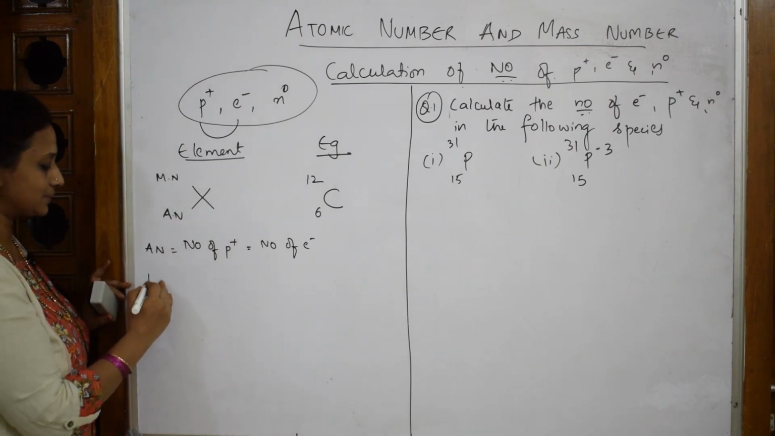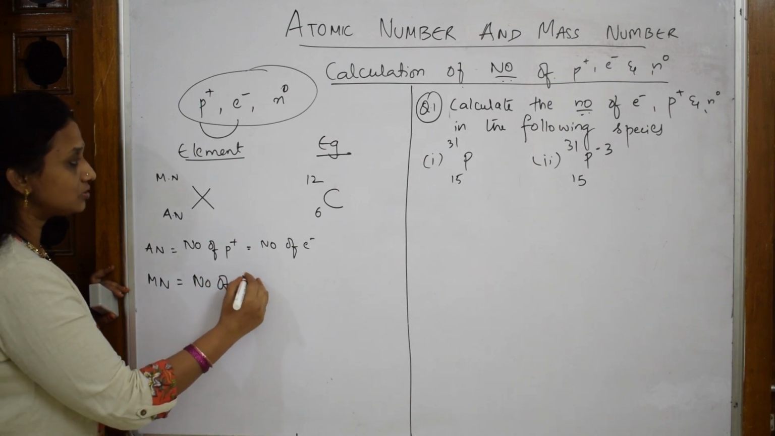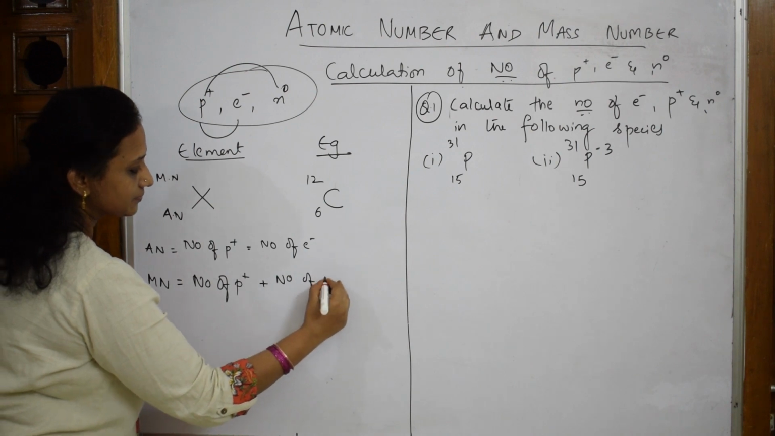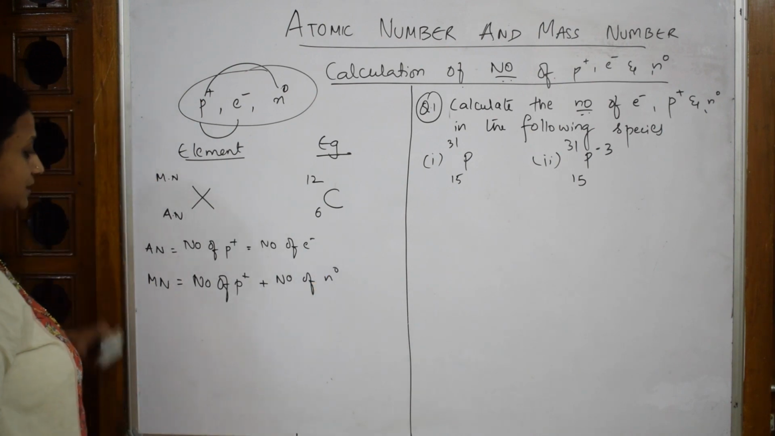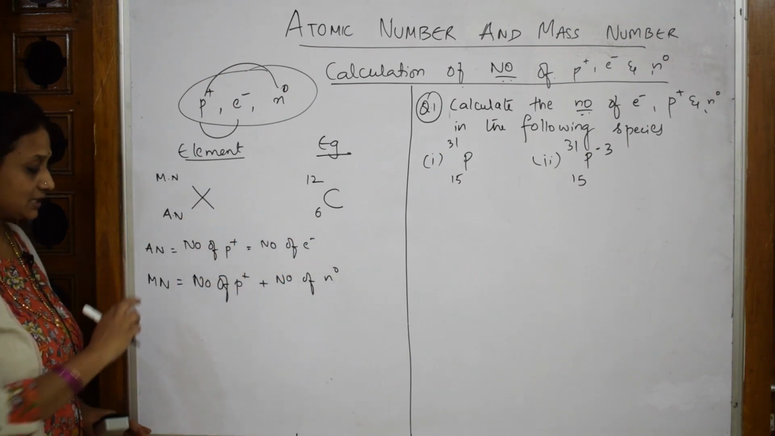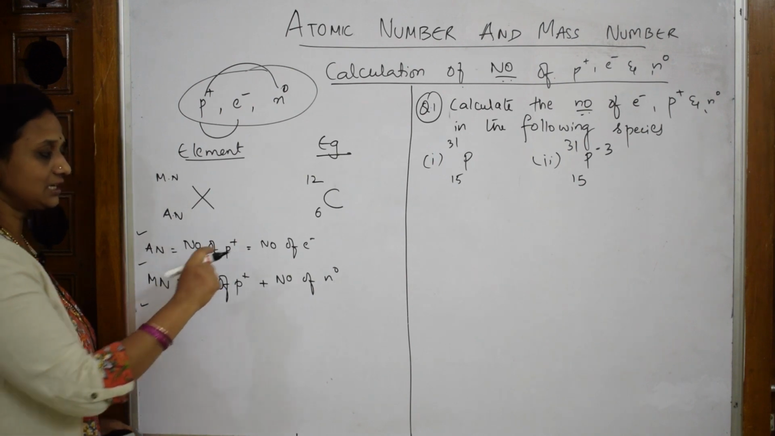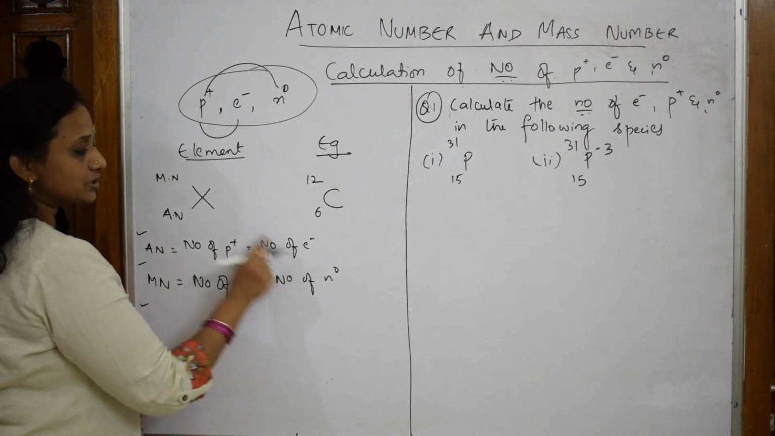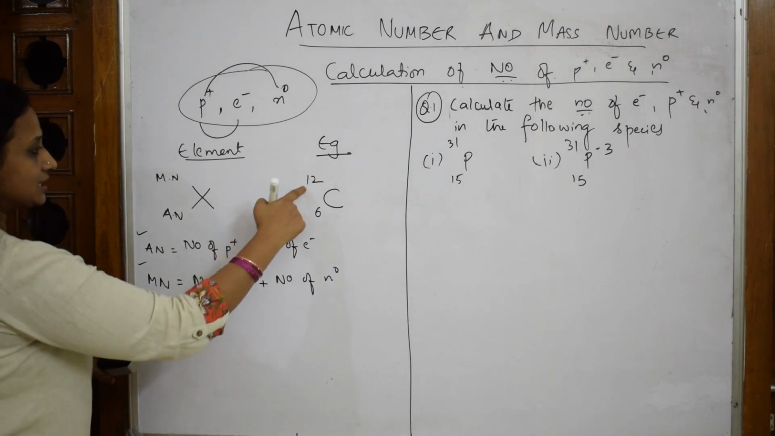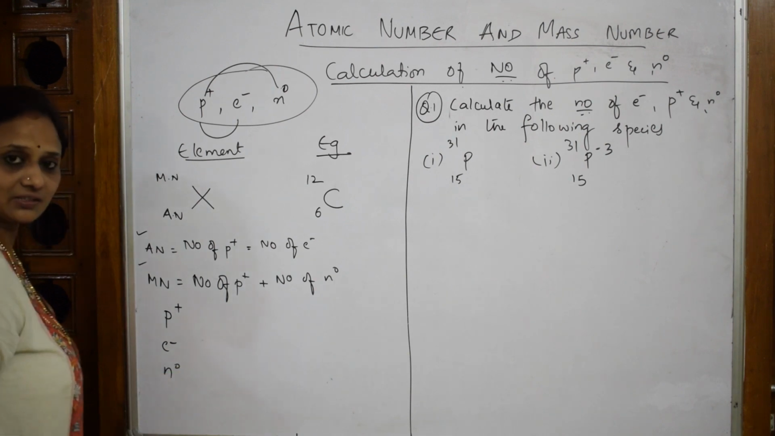Now what is mass number? Mass number is equal to number of protons plus number of neutrons. Remember this. Atomic number I've learned, mass number I've learned. I should also know where to calculate the protons, the electrons, and the neutrons. Now let's see. How many protons are there in this? How many electrons are there in this? How many neutrons are there in this?